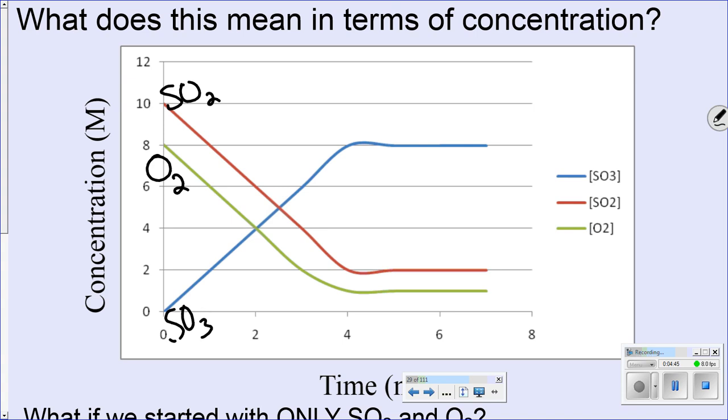So as SO2 and O2 began to react, they began to form SO3. So as the reaction between SO2 and O2 occurs, this is going to decrease their concentrations.